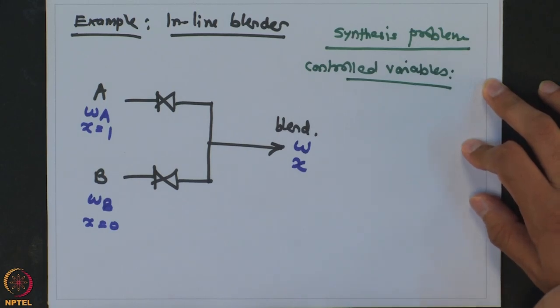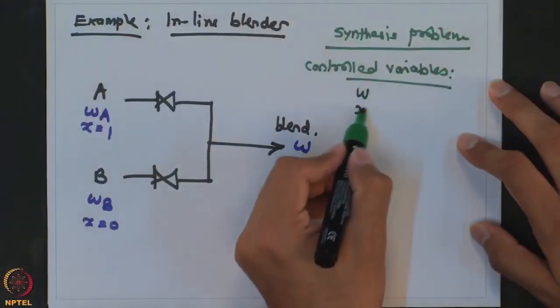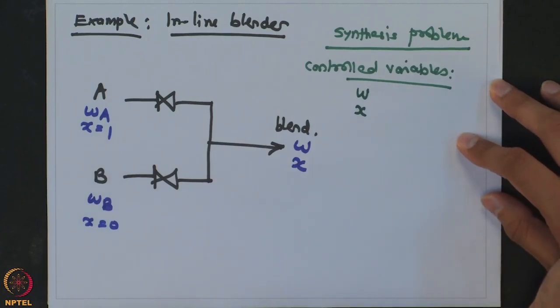So in order to answer that question, we have to ask what is the purpose of this particular unit. This unit is there because you want to achieve a certain blend flow and a certain purity of the blended material. That tells me there are two control variables: one is the total flow and one is the composition.